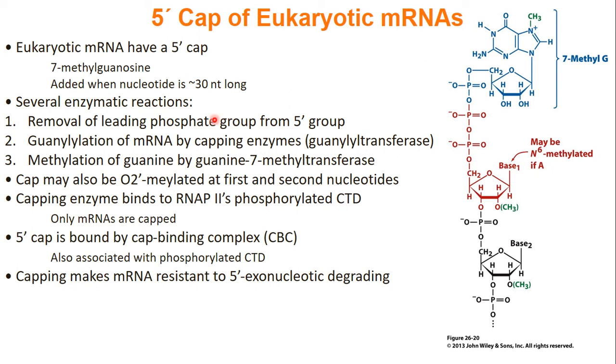Now, this cap is specific to mRNAs only. Other RNAs aren't capped. And this 5' cap will be bound by another complex called the cap binding complex. And this complex is also interacting with the phosphorylated CTD. And this capping has a purpose. It's allowing the mRNA not to be destroyed by 5' exonucleolytic degradation. So it can't be destroyed from the 5' end when it has this cap.